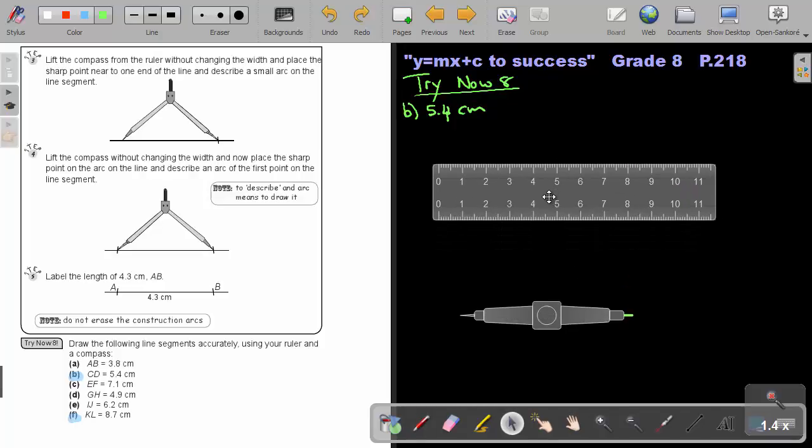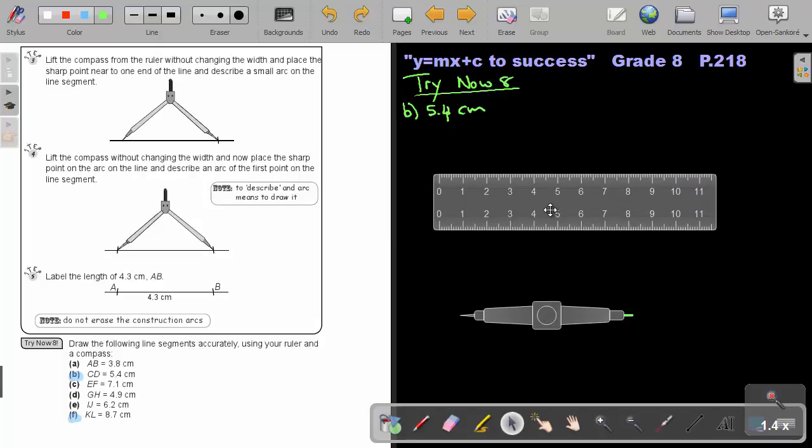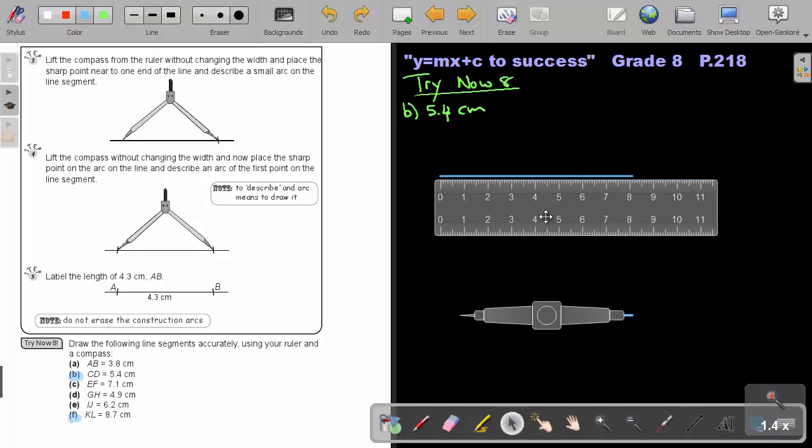Okay, so let's start. I'm starting with the ruler, and I make a line longer than 5.4. So it can be 6, it can be 7, doesn't matter. So I'm putting the line. Take my ruler. There is my line. Oh, you can just make it 8. Okay, so this is about 8.